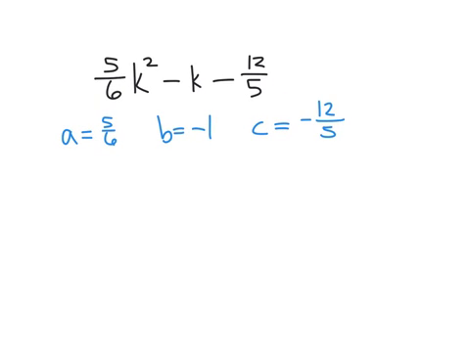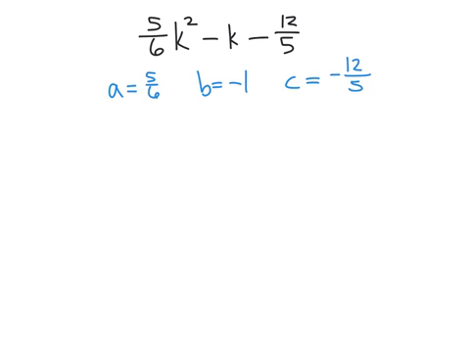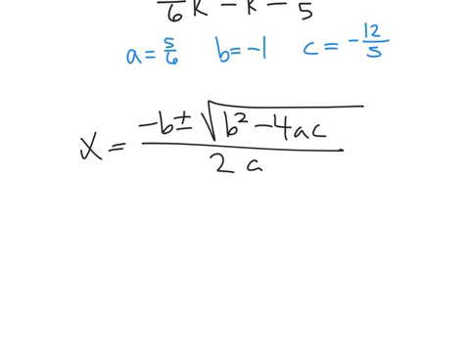So when I copy down the formula, I get A is 5/6, B is -1, and C is -12/5. And so now we're going to write that formula. X is equal to negative b plus or minus the square root of b squared minus 4ac all over 2a. So now we're going to actually start filling stuff in.